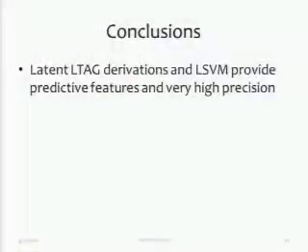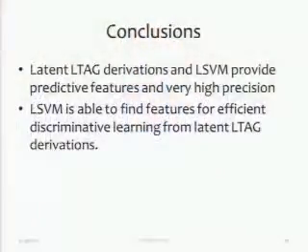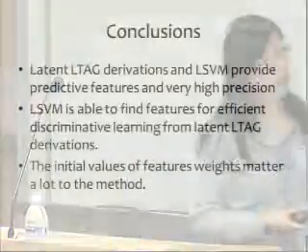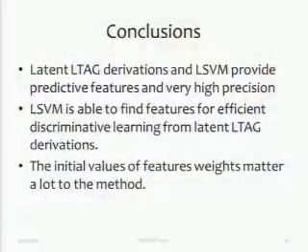Okay, conclusions. Latent LTAG derivations and LSVM provide predictive features and very high precision for the SRL task. So LSVM is able to find features for efficient discriminative learning from latent LTAG derivations. Here we also did another analysis of the effect of initial weights. It turns out the initial values of the feature weights matter a lot to this method.